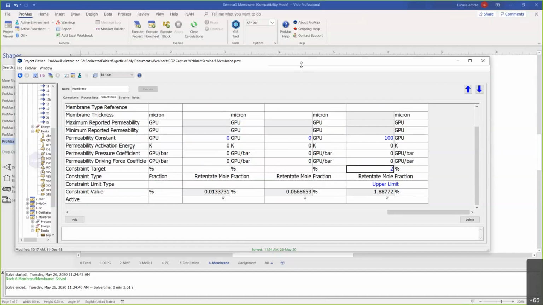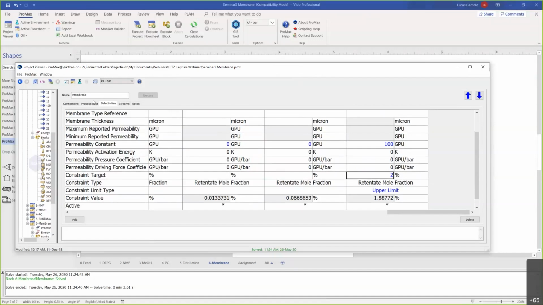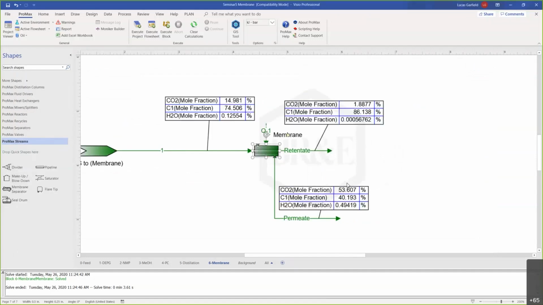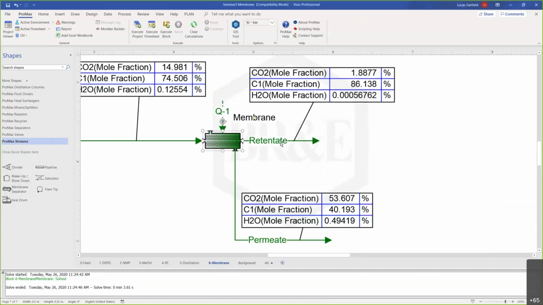CO2 in the retentate. If I go to process data, you can see that ProMax is telling me that if I've got 200 square meter modules, I need 25 modules to accomplish that target of 2%. And if I go and look at the actual block, I can see that the retentate indeed has less than 2%, and the permeate is about 53% CO2.